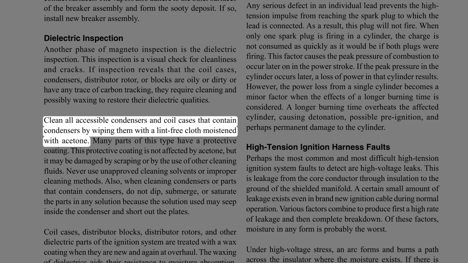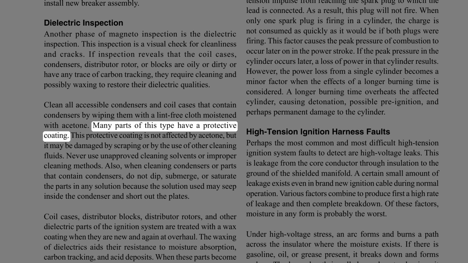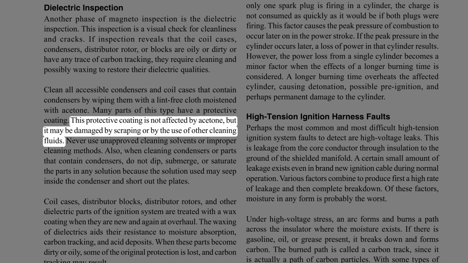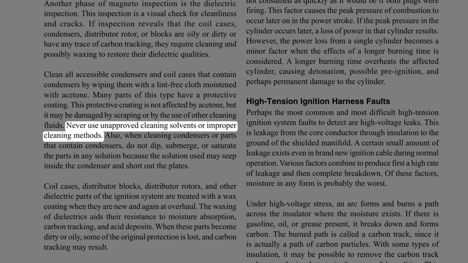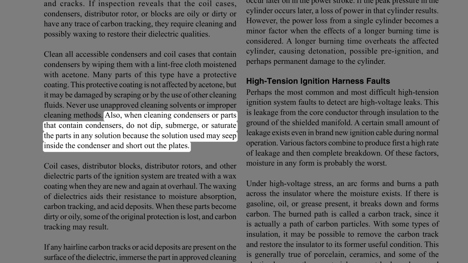Clean all accessible condensers and coil cases that contain condensers by wiping them with a lint-free cloth moistened with acetone. Many parts of this type have a protective coating. This protective coating is not affected by acetone, but it may be damaged by scraping or by the use of other cleaning fluids. Never use unapproved cleaning solvents or improper cleaning methods. Also, when cleaning condensers or parts that contain condensers, do not dip, submerge, or saturate the parts in any solution because the solution used may seep inside the condenser and short out the plates.